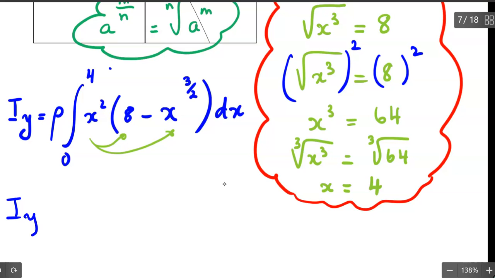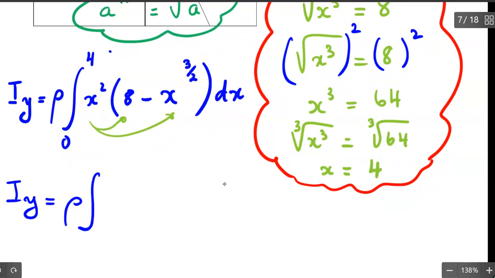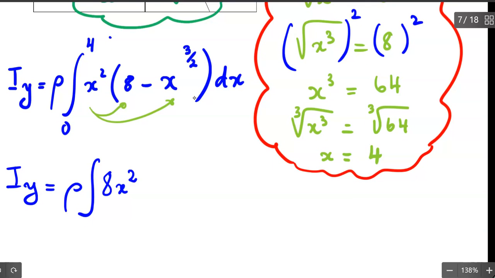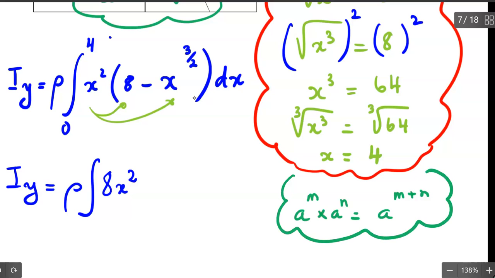So now my integrand will be equal to 8 times x squared is 8x squared. Okay, now I'm going to multiply x squared with x raised to the exponent 3 over 2. So if you multiply 2 powers with the same base, okay, so let's review that. That means you need to add the 2 exponents. Okay, another formula for everyone.